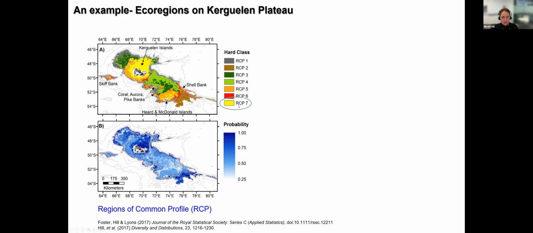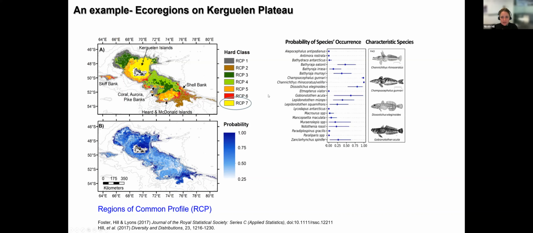So if we delve into what this yellow group is, this ecoregion 7, directly from the model we can get this species profile. These are all the species of fish that we modelled, and this is how likely they are to occur in that group. This is again something that you can't get from the dissimilarity-based approaches directly.